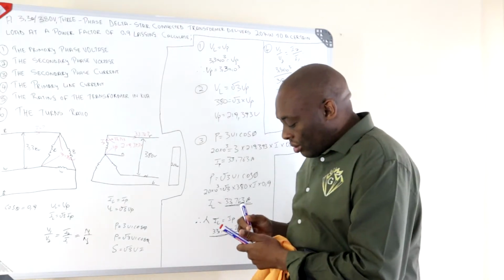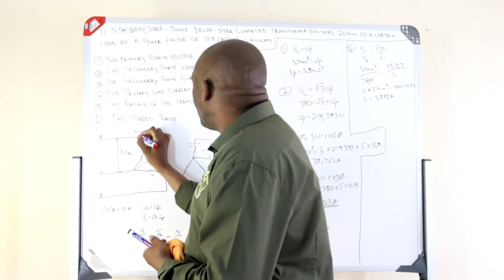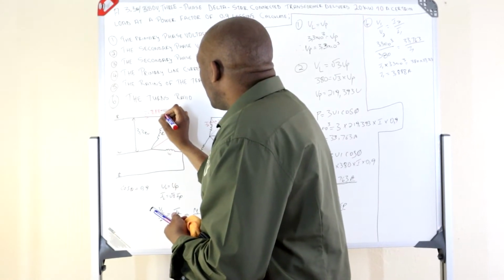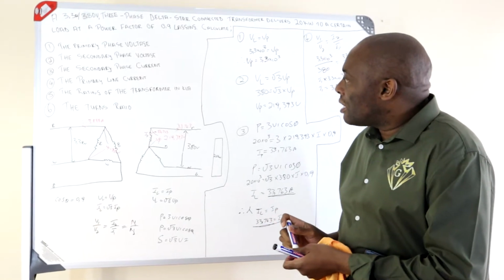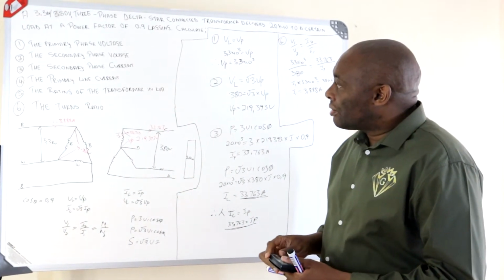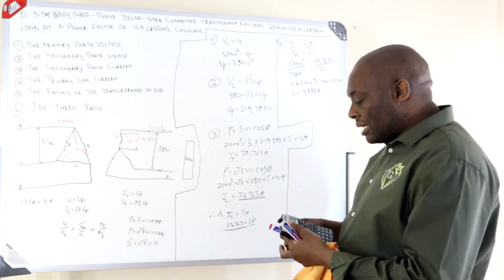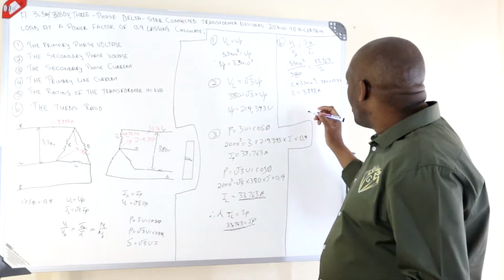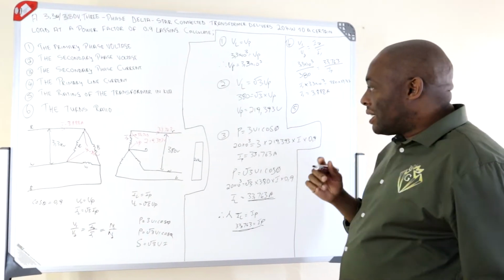So let's go and write it on our board here. The value of line current is 3,888 amps. And then let's jump to the next question. The next question says the rating of the transformer in kVA. So in this case, they are looking for your apparent power. This is question number 5. The rating of the transformer.